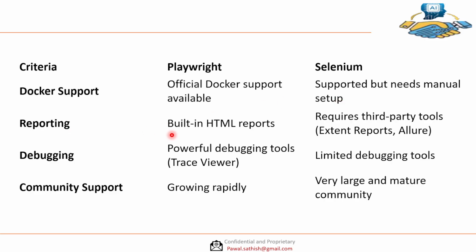From a reporting perspective, we have a built-in HTML report in Playwright, whereas in Selenium we require third-party tools like Extent Reports. Then, from a debugging perspective, Playwright has powerful debugging tools, whereas Selenium has limited debugging tools. On community support, right now Playwright's is growing rapidly, whereas Selenium already has a very large and mature community.